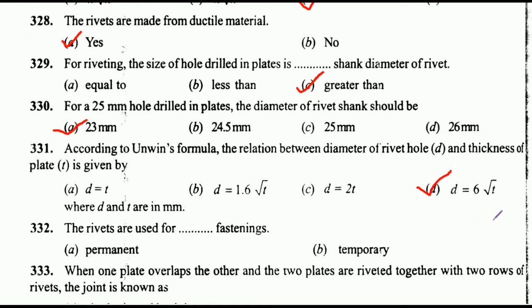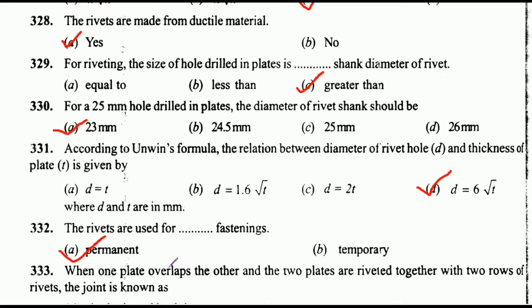Okay, next is the rivets are used for dash fastenings. Options are permanent, temporary. So here the correct answer is permanent, that is option A.